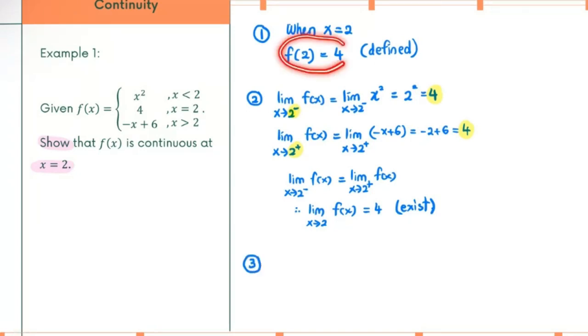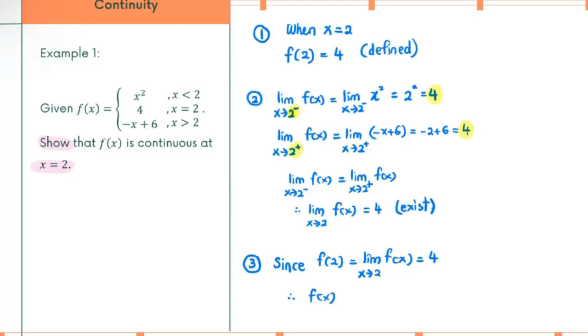Value yang f(2) ni must be equals to the limit of f(x) as x approaching 2. So, saya akan beritahu since f(2) is equals to the limit of x approaching 2 of f(x), which both are equals to 4. So therefore, our f(x) is continuous at x equals to 2. So dapatlah shown.